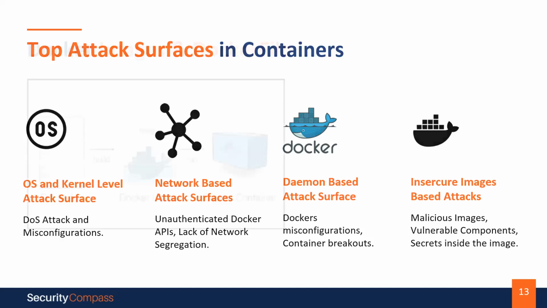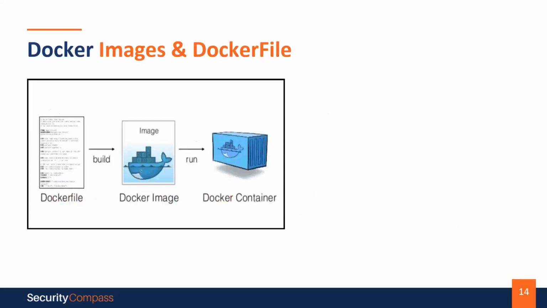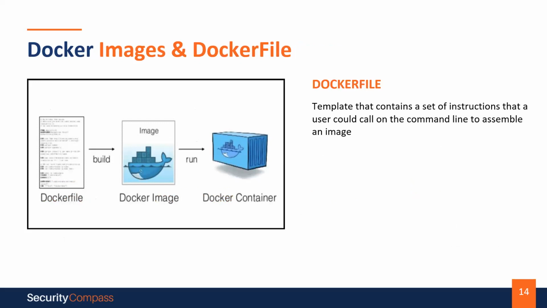So we have a couple of demonstrations associated with the attack surfaces that we have discussed in the previous slide. But before getting into them directly, I would like to touch base on the basics of Dockerfiles, images, and containers. A Dockerfile is a text document, or you may say some sort of template, which contains all the commands a user could call on the command line to assemble the image.